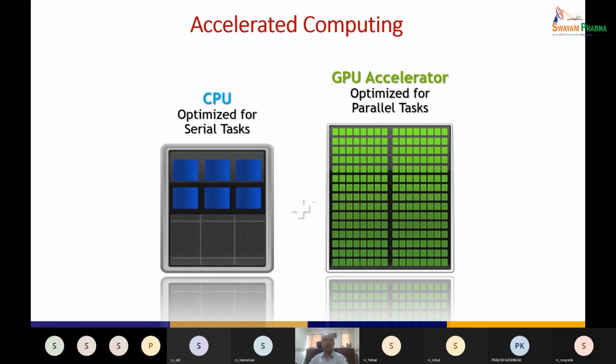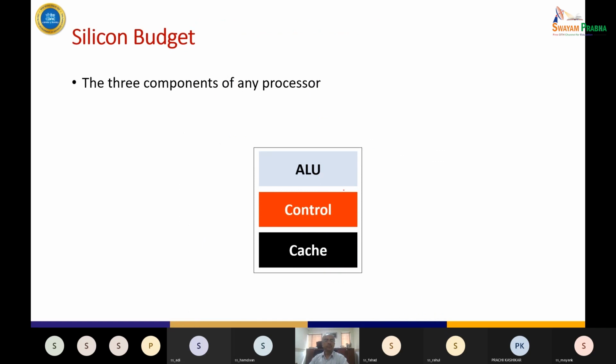So here it will be like this: the CPU is optimized for serial tasks, and now we are adding cores, like 20 or so we are getting. If there are 20 cores here, there are 4,000 cores here. So see the difference. Now, how do you compare the two?